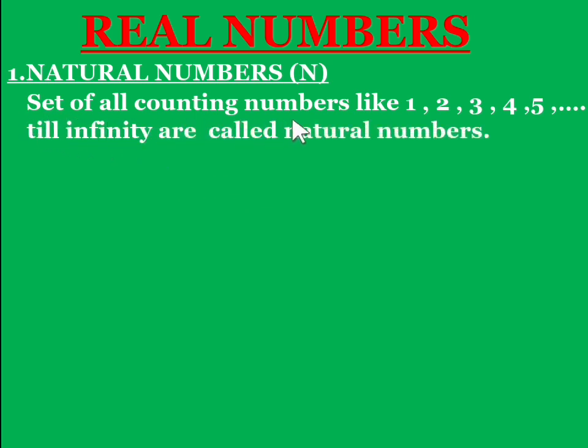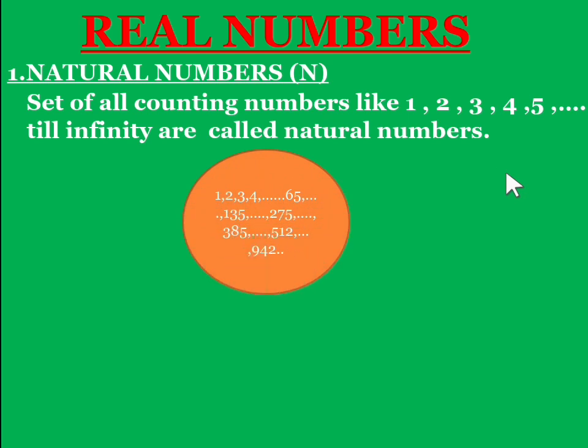Set of all counting numbers like 1, 2, 3, 4, 5, 6, 7 till infinity are called natural numbers. So here in this circle you see that there are many numbers: 1, 2, 3, 4, 5, 65, 135, 275, 385, 512, 942 up to infinity. These are the set of natural numbers, or the collection of natural numbers. So natural numbers are the counting numbers.